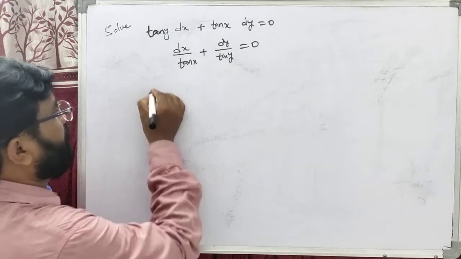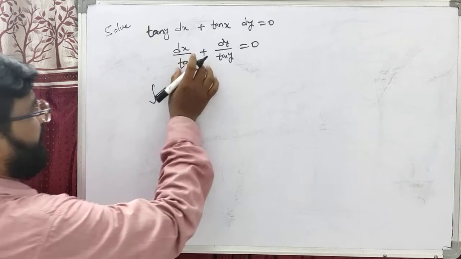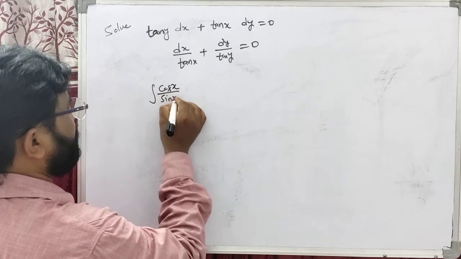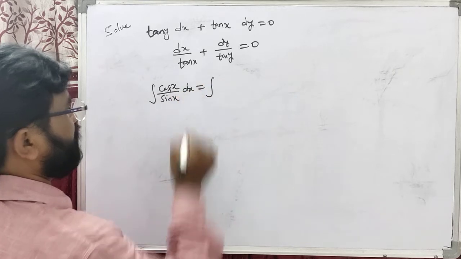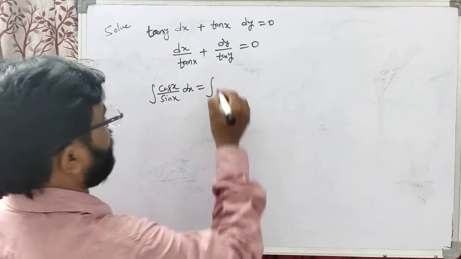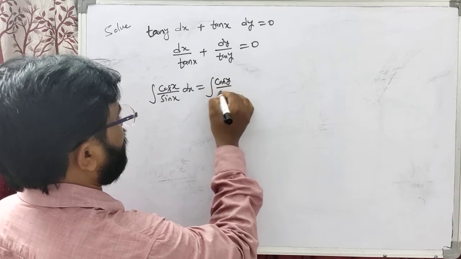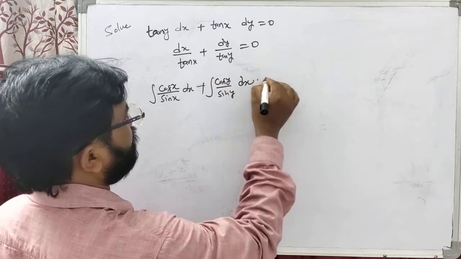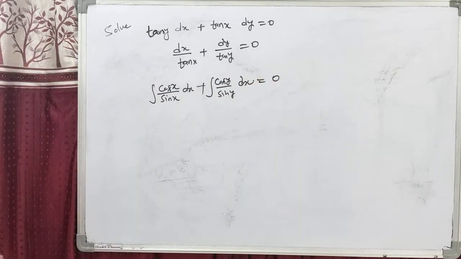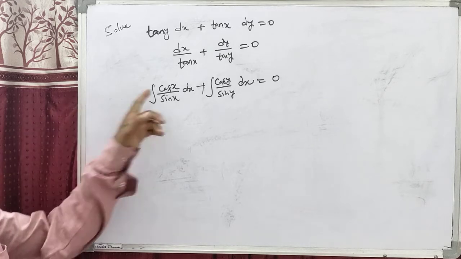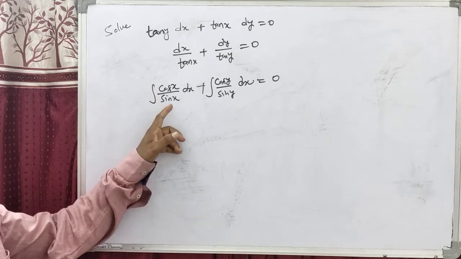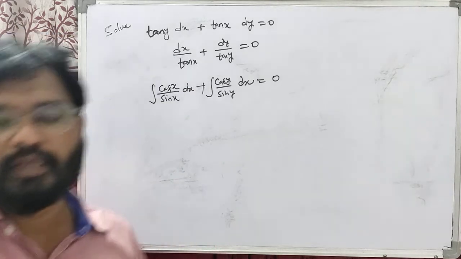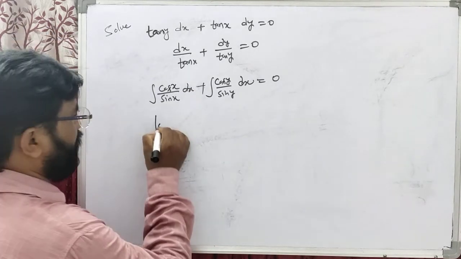Dear students, now this can be written as: tan x is sin x by cos x, so we can write cos x by sin x into dx. Tan y is sin y by cos y, so this is cos y by sin y dy. Therefore, the derivative of sin x is cos x, this is f dash of x by f of x. The integral of f dash of x by f of x is log mod of f of x.